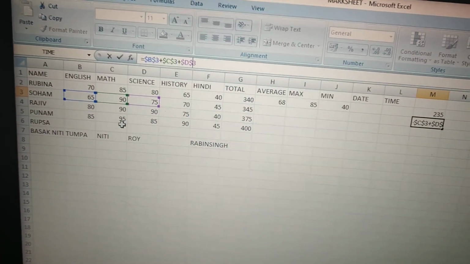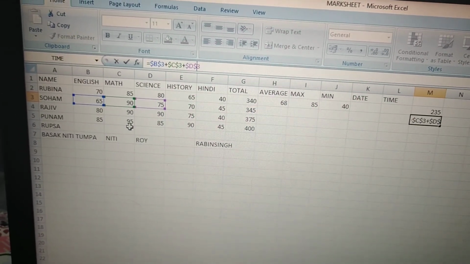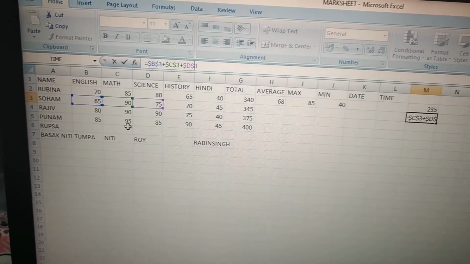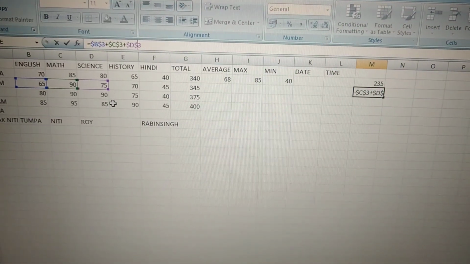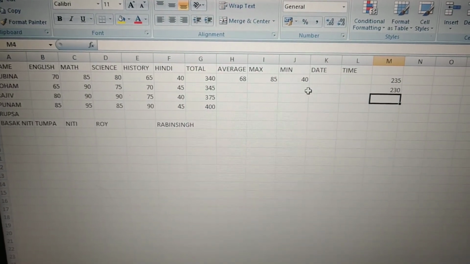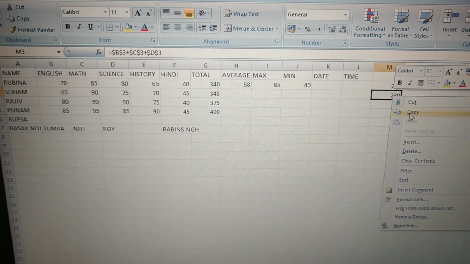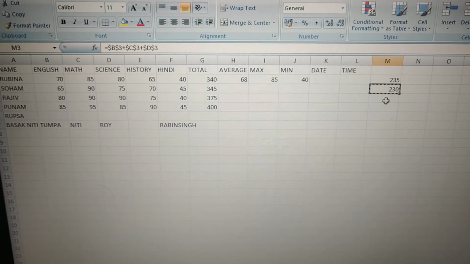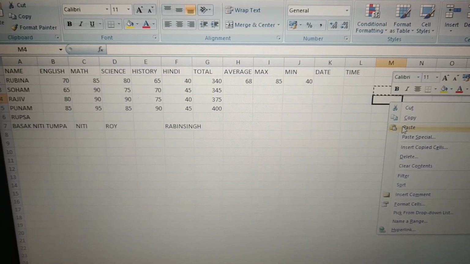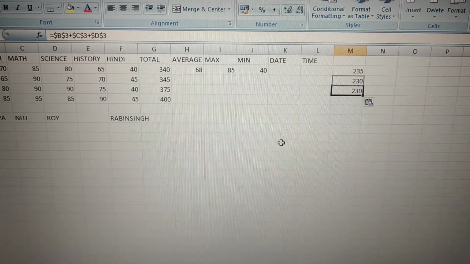Now what will be the sum? 65 plus 75, 140, 140 plus 90, 230. So the result will be 230. Enter, 230. Now if I copy this 230 and paste in this portion, I will get 230. So now this exact number will be copied and pasted.